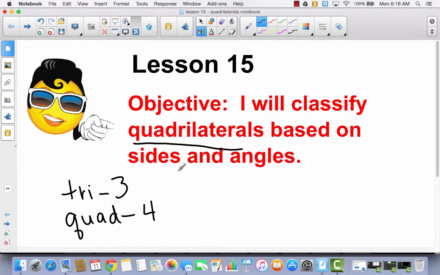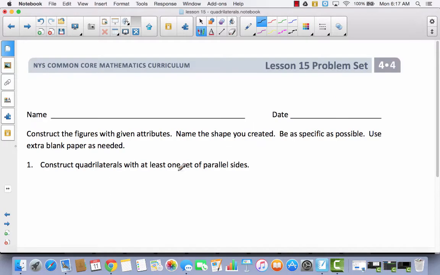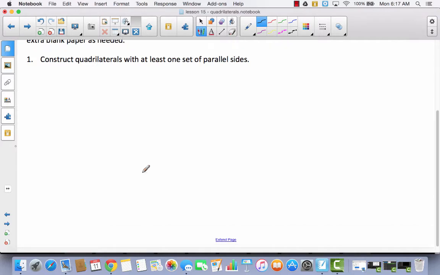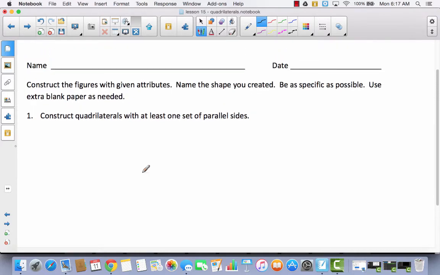You're not going to need your journal again today. We're going to go right straight to our problem set today because we're going to do a lot of work on our problem set. You are going to need a ruler or a straight edge. You could probably just use a protractor if you wanted a smaller straight edge, but we're going to be constructing some four-sided figures.